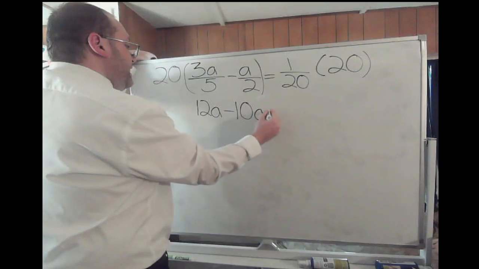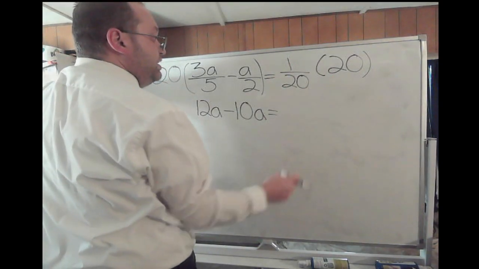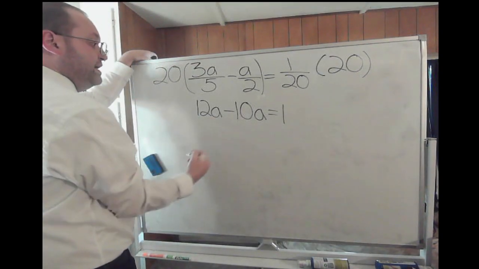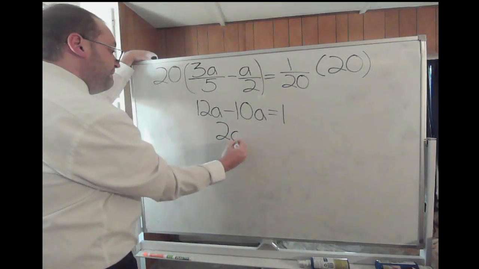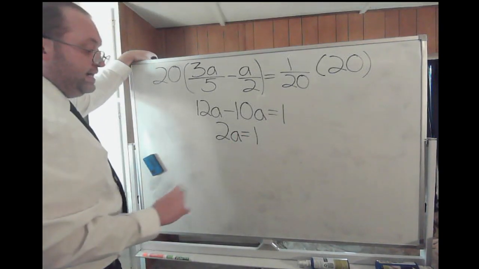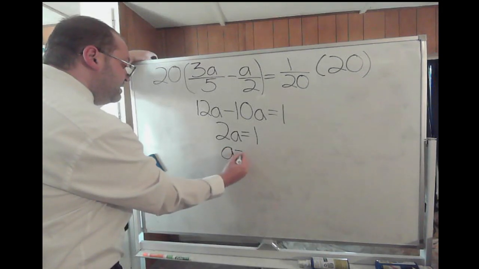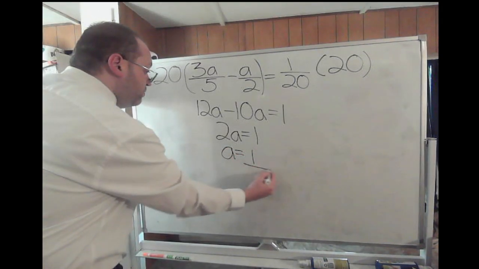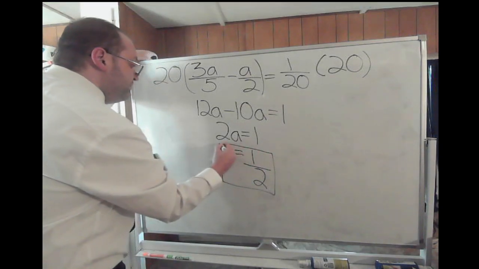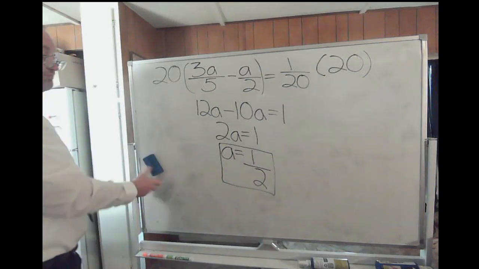So far you have 12a minus 10a is equal to 1/20th times 20. 20 divided by 20 is 1. You just get 1. 12a minus 10a, that's 2a. You have 2a equals 1. We need to just solve for a, so divide both sides by 2. Divide the left side by 2, you get a. The right side, you would just get 1/2. So the answer you should get for this would end up being a is equal to 1/2.